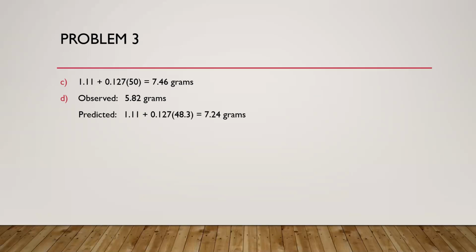So the residual is always the observed value minus the predicted value. It doesn't matter, as in this case, if the observed value is less than the predicted value. It's always observed minus predicted. So 5.82 minus 7.24 is negative 1.42 grams, meaning what we observed is less than what we would have predicted by 1.42 grams.